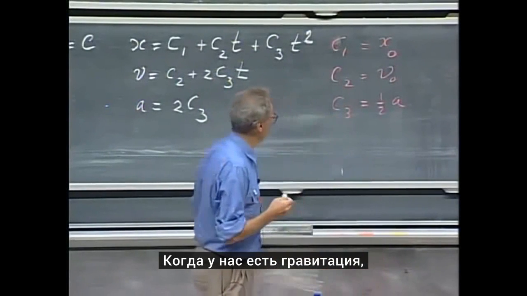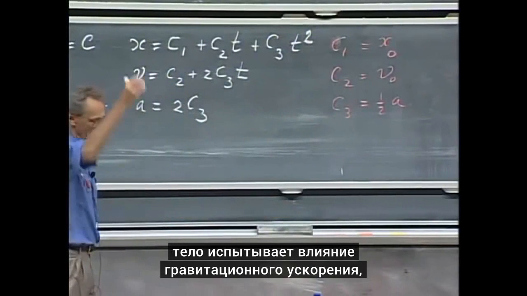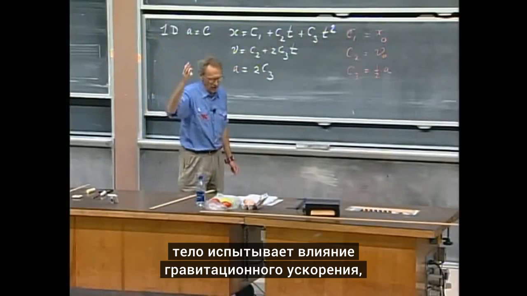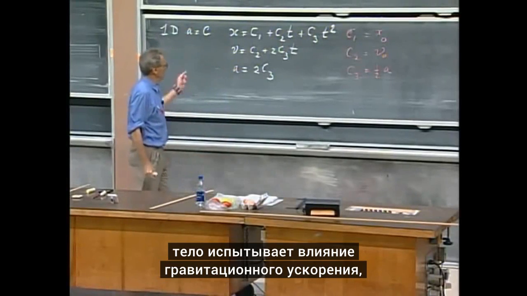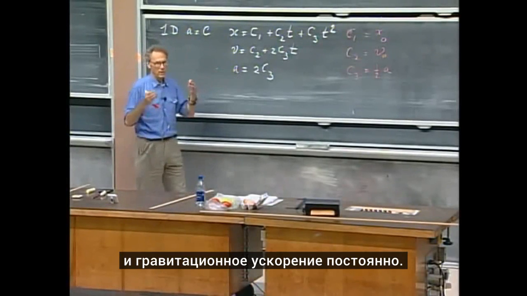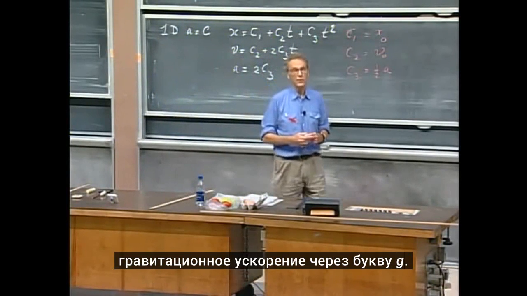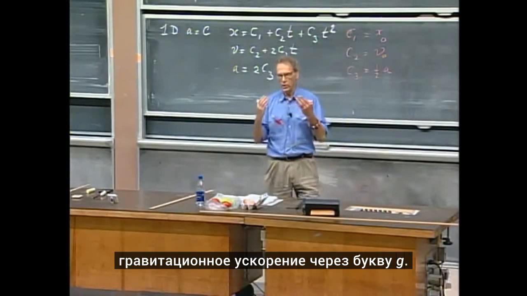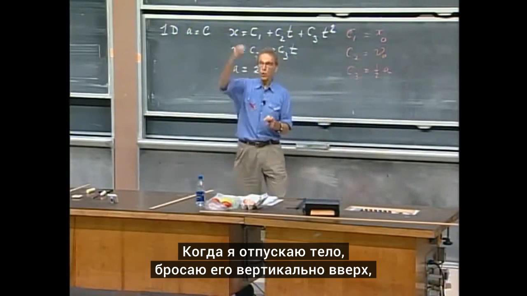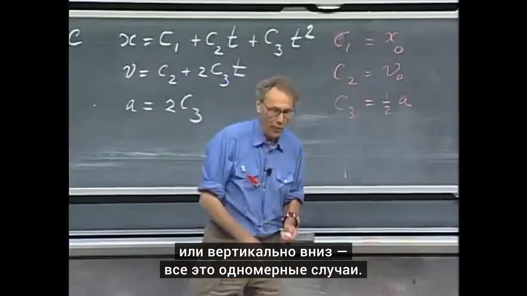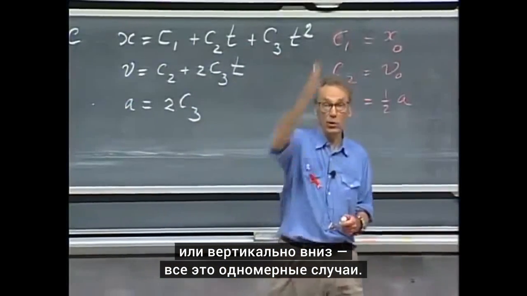When we have gravity, an object is influenced by the gravitational acceleration. And the gravitational acceleration is a constant. And we often write the letter g for that gravitational acceleration. Whether I drop an object, or throw it vertically up, or vertically down, it's all one-dimensional.